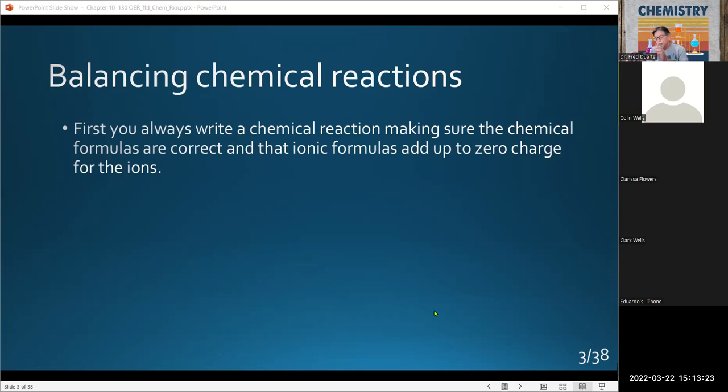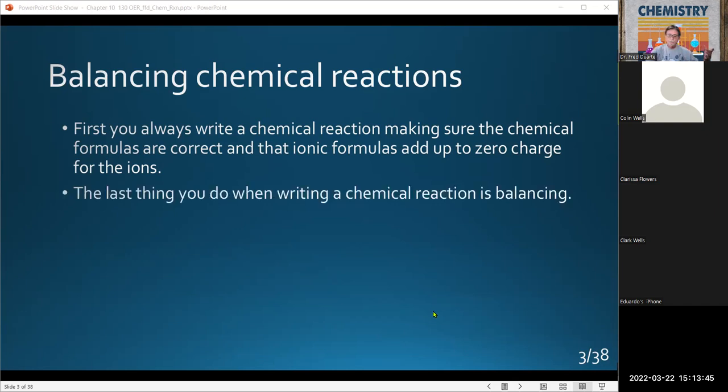We end up with a coefficient, maybe on the product side, and that changes the amount of another atom. So we go back to the reactant side and put in a coefficient there, and we go back and forth until, after we're done, there's a sufficient number of atoms of whatever atoms are involved in the reaction.